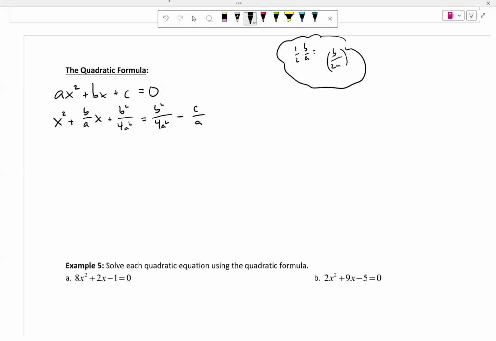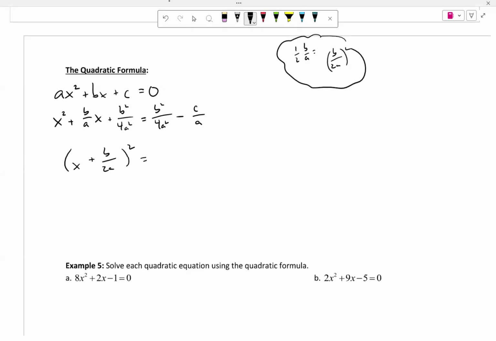Are you sure it's a perfect square trinomial? We know it's a trinomial. How do you know it's a perfect square? Because you took your destiny into your own hands, right? You made it a square. So this is going to be what squared? x plus b over 2a. Does that make sense? b over 2a.